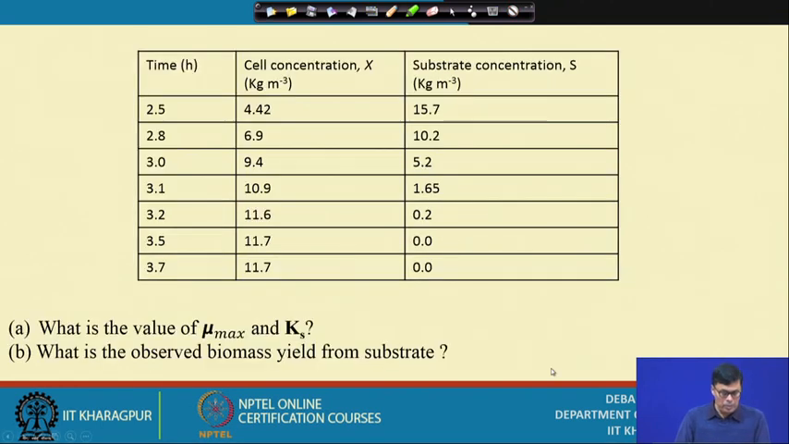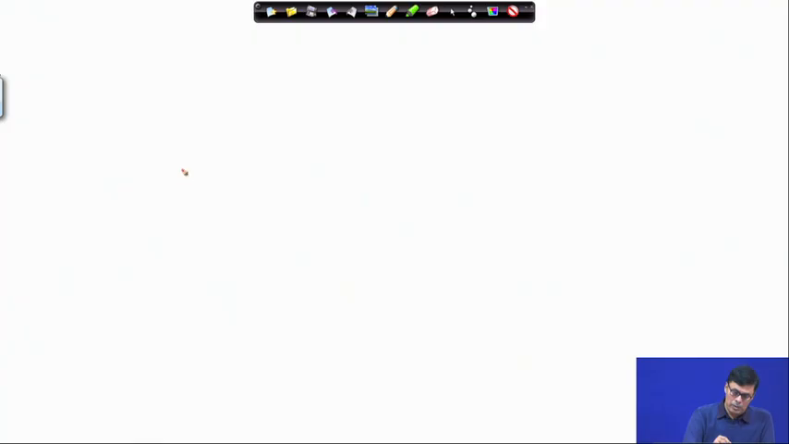Then finally what they are asking for is the value of mu max and Ks, that is the maximum specific growth rate and the saturation constant Ks, and the observed biomass yield on the substrate. These are the parameters we shall have to determine. So we know that to solve this problem we shall have to take the Monod equation. Now we know the Monod equation. What is the Monod equation?